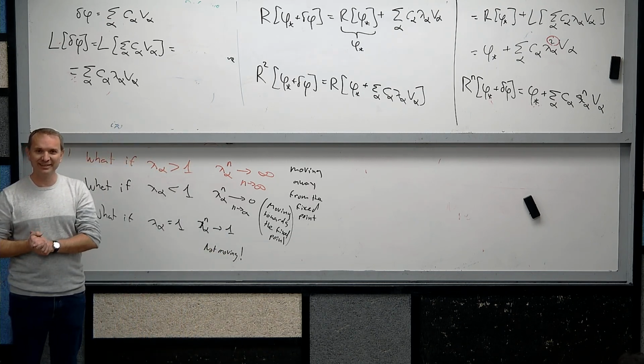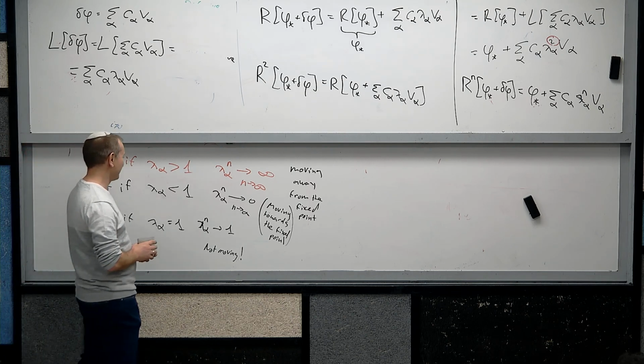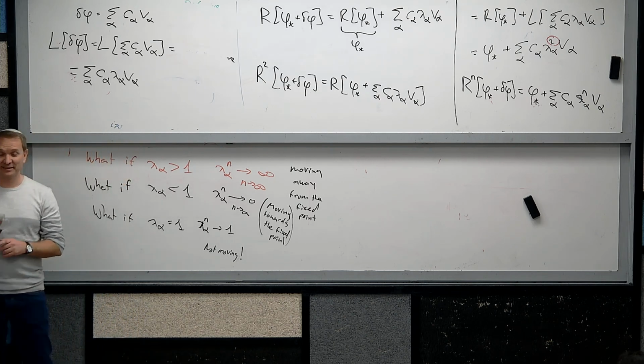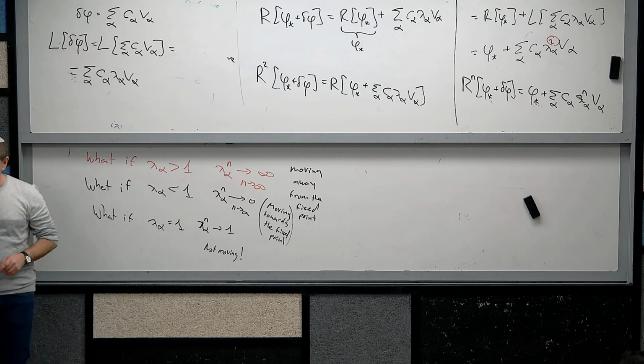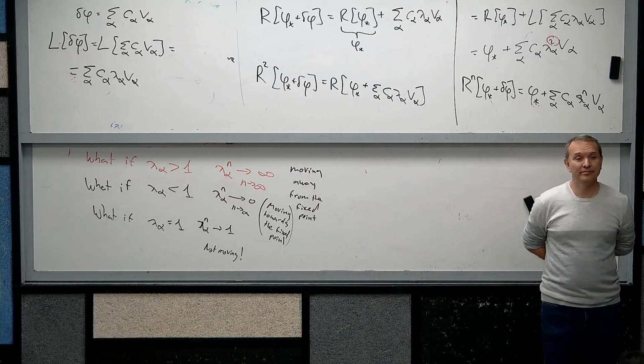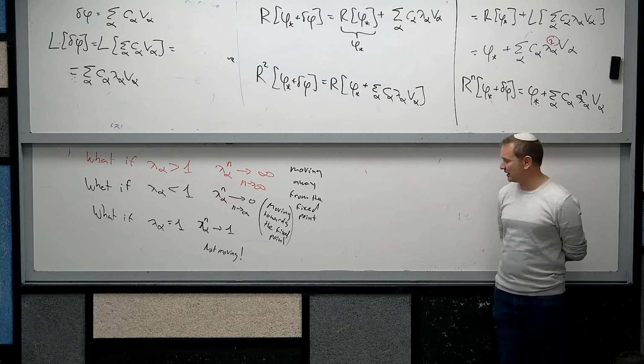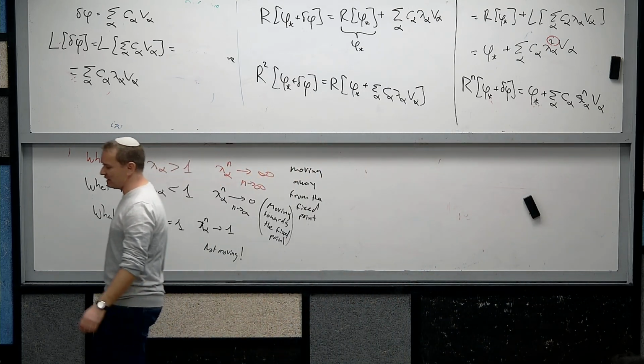Can I ask a question? If we have lambda alpha equal to 1, does it mean that the linear approximation isn't good enough and we need to go to the second approximation? No. It gives you a shift. The only thing it's saying is that it gives you a shift.